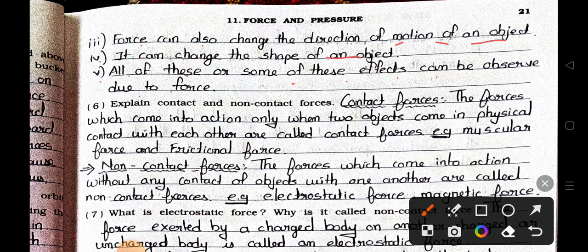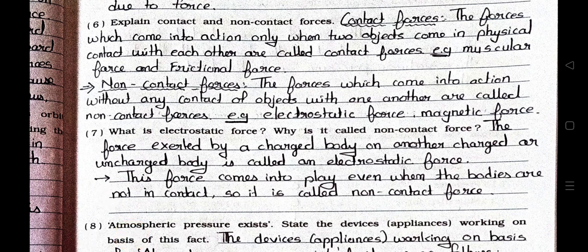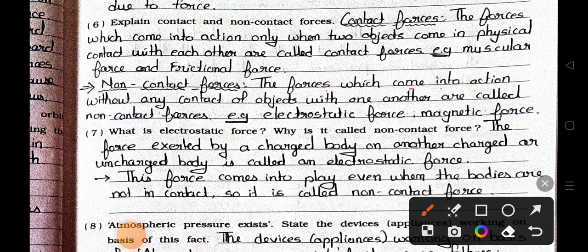Point 5. All of these or some of these effects can be observed due to force. See the question number 6. Explain contact and non-contact force. Contact forces are the forces which come into action only when two objects come in physical contact with each other. Example, muscular force and frictional force. And non-contact forces, the forces which come into action without any contact of objects with one another, are called non-contact forces. Example, electrostatic force and magnetic force.